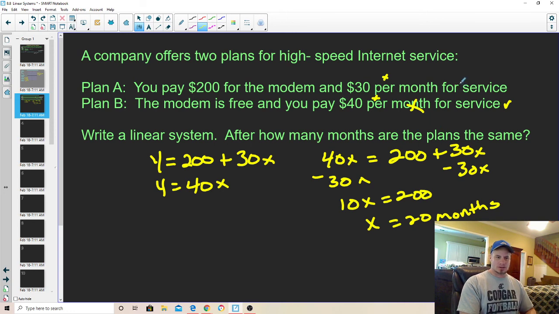But before 20 months, like 19, 18, this one costs more. So if you're going to keep it a long while, then you certainly want to pay less per month and just pay the $200 at the beginning. Okay, and that takes care of systems of equations.